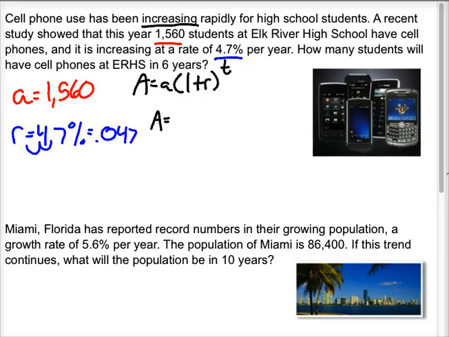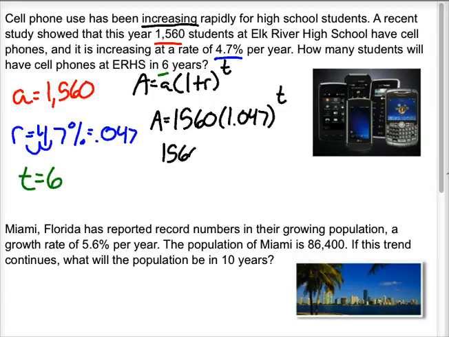So right now, that's going to give me 1,560 times 1 plus r. 1 plus 0.047. Well, that's just going to be 1.047 to the t. And now we're talking about in 6 years. So my t is going to be 6. So what I want to plug into my calculator is 1,560 times 1.047 to the 6.